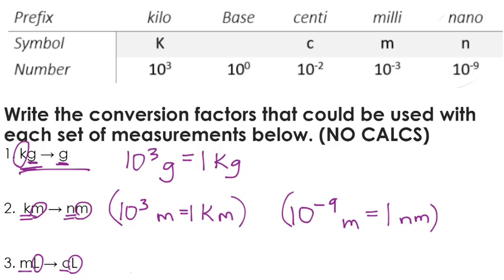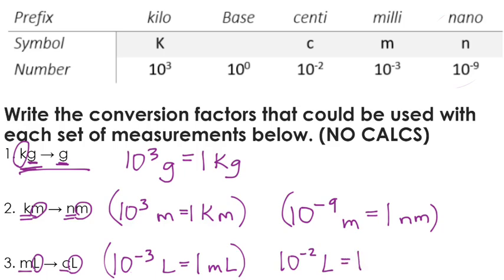Our milli equation, if we start with that, is going to be 10 to the negative 3. Still putting that with our base unit, which is not meters this time, it's liters. And then that's equal to 1 of our milliliters. And then if we want to write our centi equation, centi is 10 to the negative 2 base units equals 1 of our centi, or prefix units.